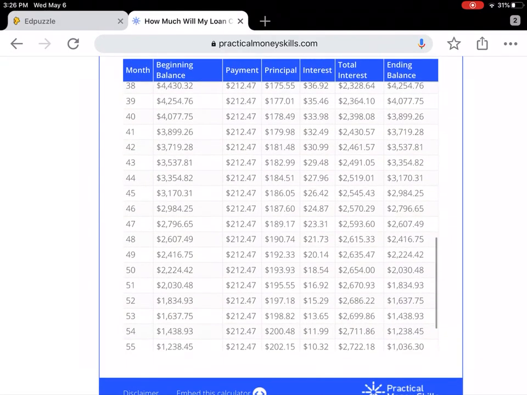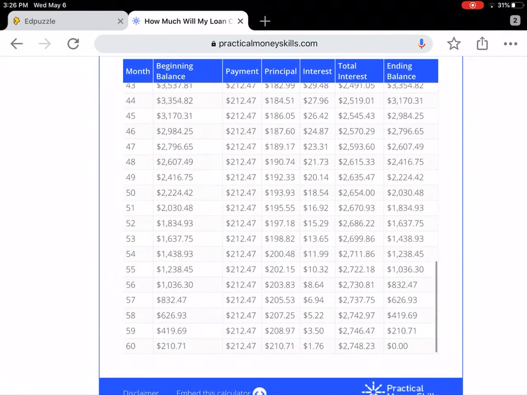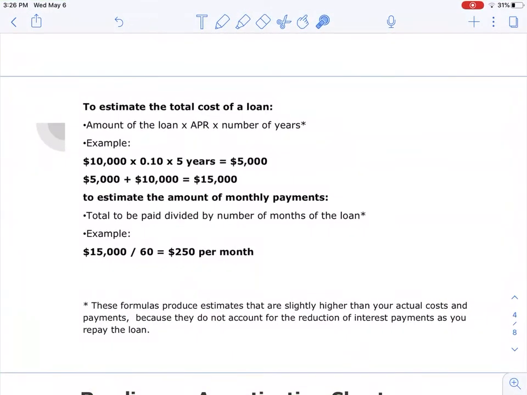And then eventually, what ends up happening is our interest continues to drop, and more and more money is put toward the principal toward month 60. And so that's what an amortization chart looks like. It's kind of confusing, but it's better, right? This is a more confusing way of thinking about things, but you're spending a lot less money than how we calculated it over here, just doing 10% of $10,000 every time you pay that loan back.